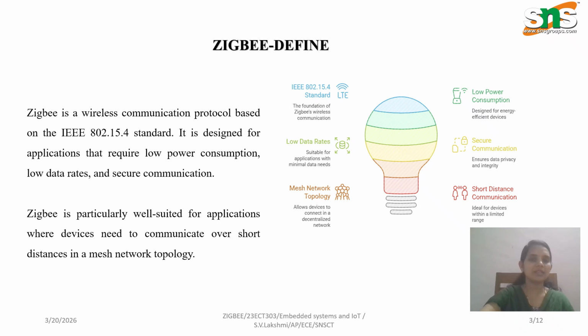As discussed, this type of protocol is a wireless communication protocol which is based on the IEEE 802.15.4 standard. It is a low power, low data rate wireless communication technology mainly used for short range communication in embedded systems and IoT applications. So this is all about ZigBee.